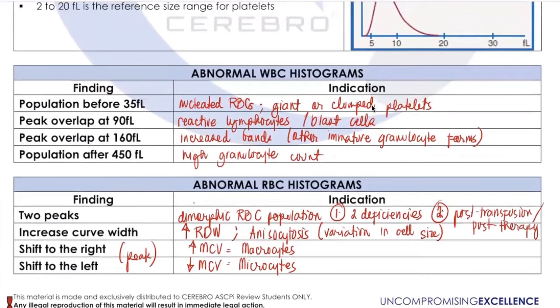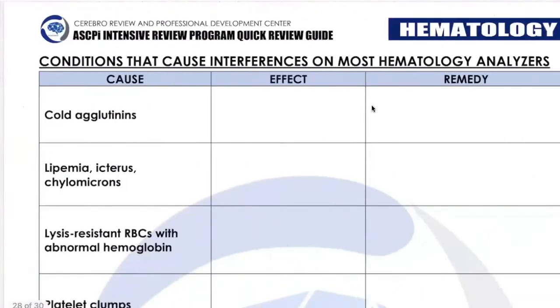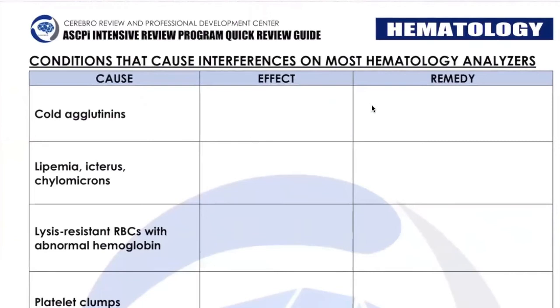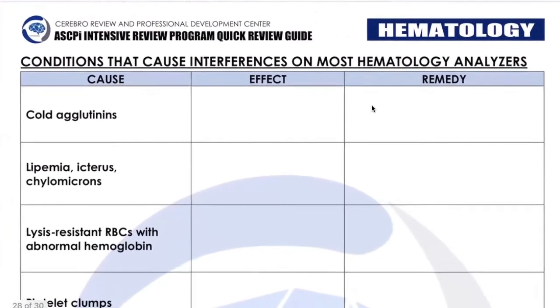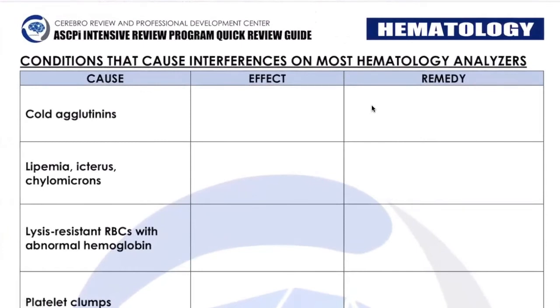Okay? So let us proceed to the conditions that cause interferences on most hematology analyzers. Okay, so actually I only included here yung mga medyo high yield in the ASCP exam. However, there is one table in the book of Rodak indicating all of these interferences. So maybe I would advise you to check out the table. Or maybe I'll just snip and post that particular table in our review page or review group rather. So what I've included here are the common ones.